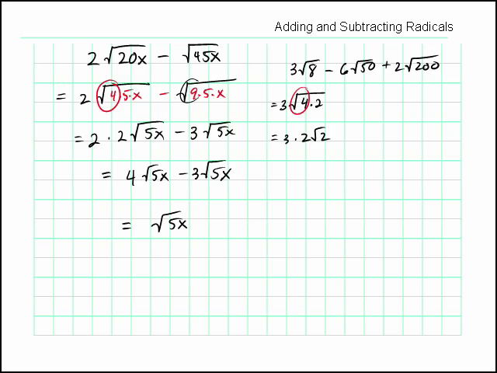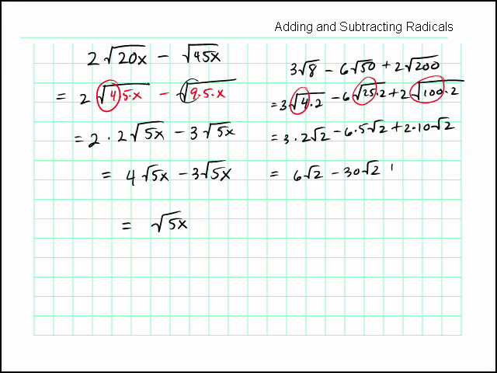Let's go to the next one now. Minus 6 times 50 is 25 times 2. The square root of 25 is 5, so this becomes 6 times 5 square root 2. Next one, plus 2 times 200 is 100 times 2. The square root of 100 is 10, so 2 times 10 square root 2. 6 square root 2 minus 30 square root 2 plus 20 square root 2. If we add all that up, that's going to give us negative 4 square root 2's.